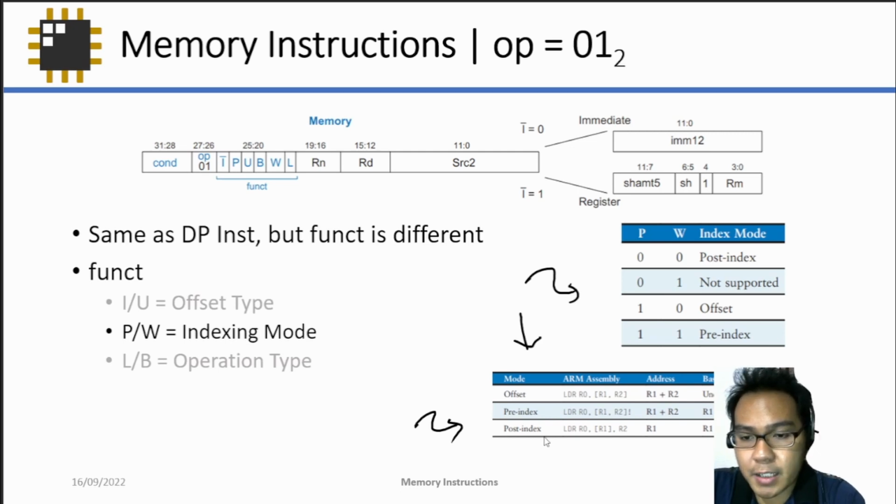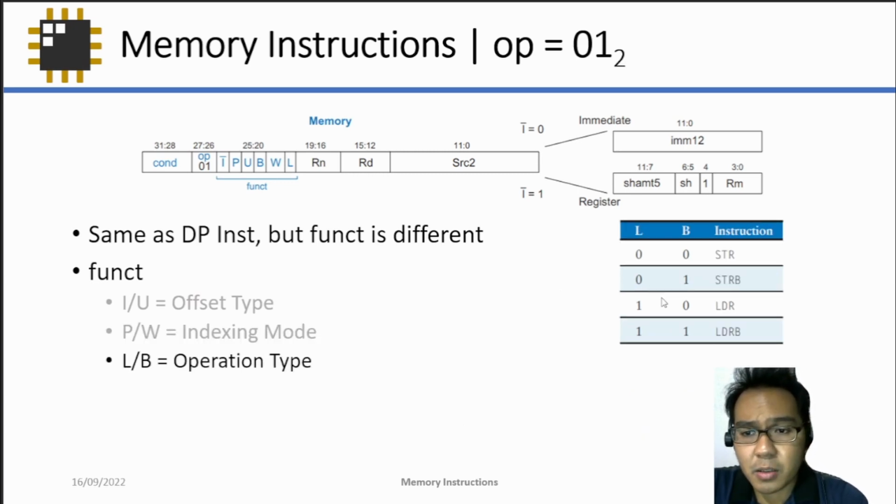And for pre-index, basically the address that you're reading from is R1 plus R2. For post-index, the address that you're reading is just R1, but after you read it, R2 is added to R1. So that's basically it. Offset is the usual way we do things. We don't change the base register. But I know this is something that's introduced to make for loops more compact in the code. So yeah, P and W specify this addressing mode.